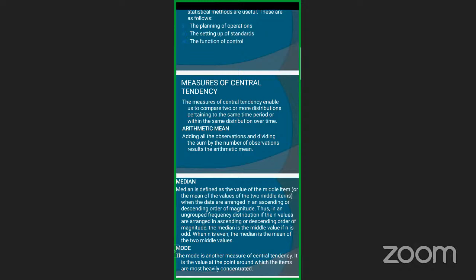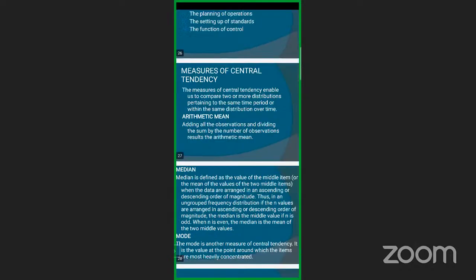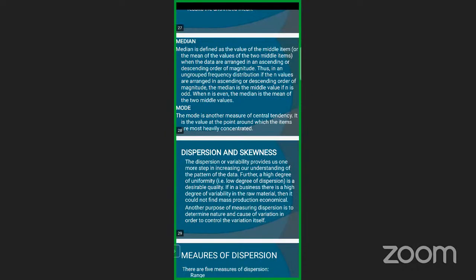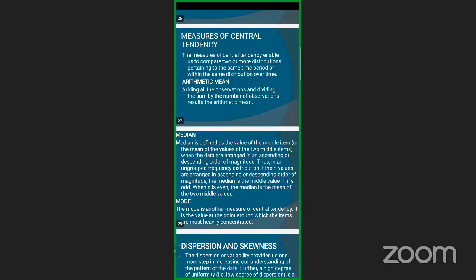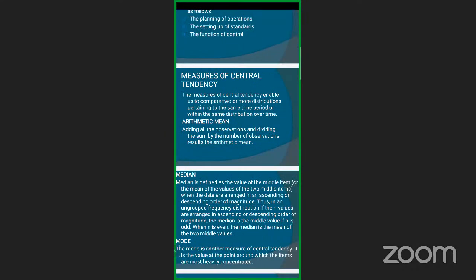Till now, whatever we discussed was theoretical. From the next class onwards, we are going to do the numerical part of all these things. Apart from the measures of central tendency, we also have to discuss dispersion, skewness, kurtosis, all those things, in the next class with the numerical part. Then you can understand it easily.